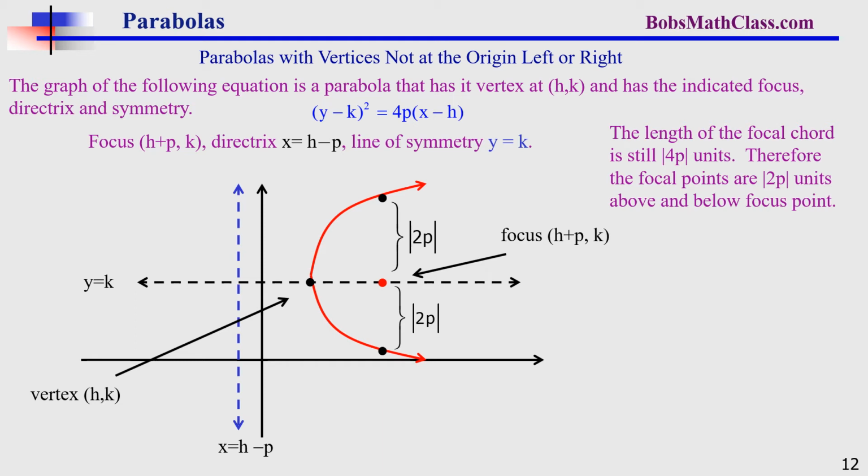Okay, so vertex, focus, endpoints, directrix. Those are the 4 things we're going to need to find. Let's do it.